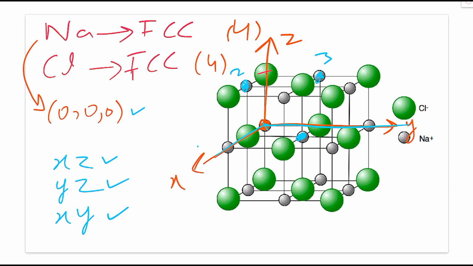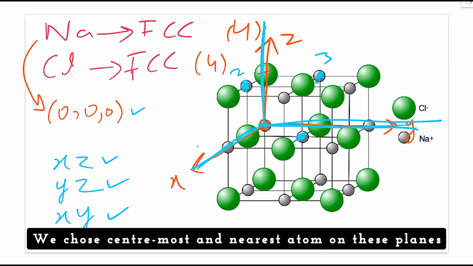Alright, so it's just like we found the plane and we chose the centermost atom. In this xy plane we can see the center atom is here. In the xz plane, this is x and this is the z plane, the center atom is here, the sodium one. And for the zy plane you can see this is the z and this is y and the center atom is here. So we simply choose the center atom for each combination of the plane.